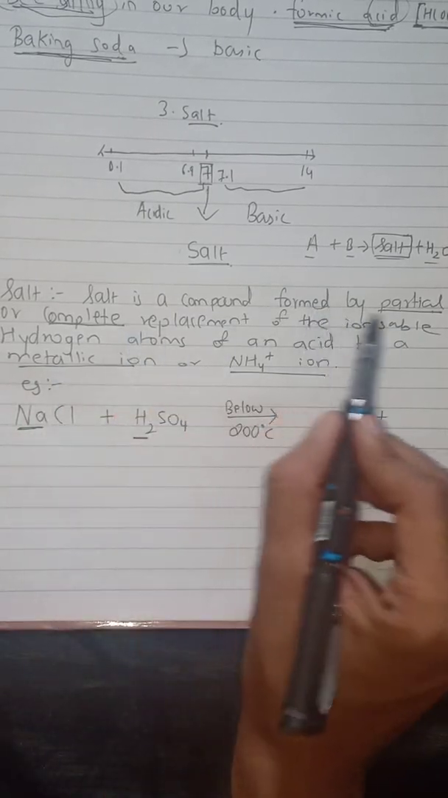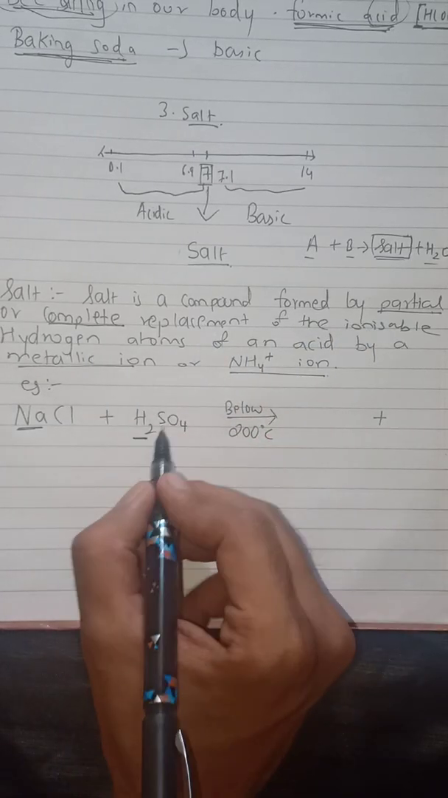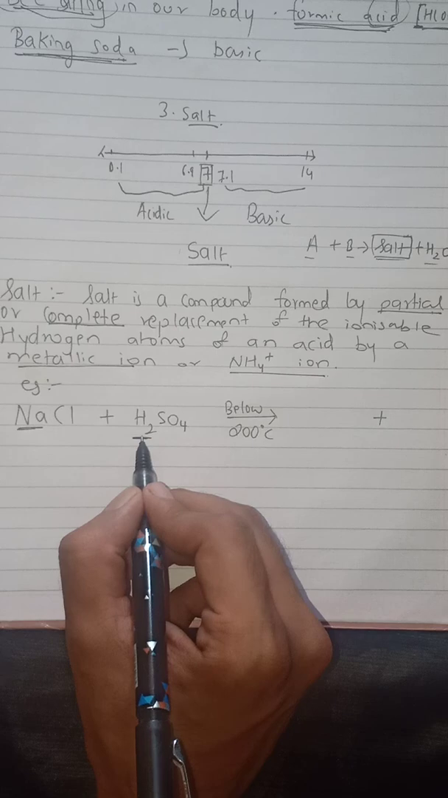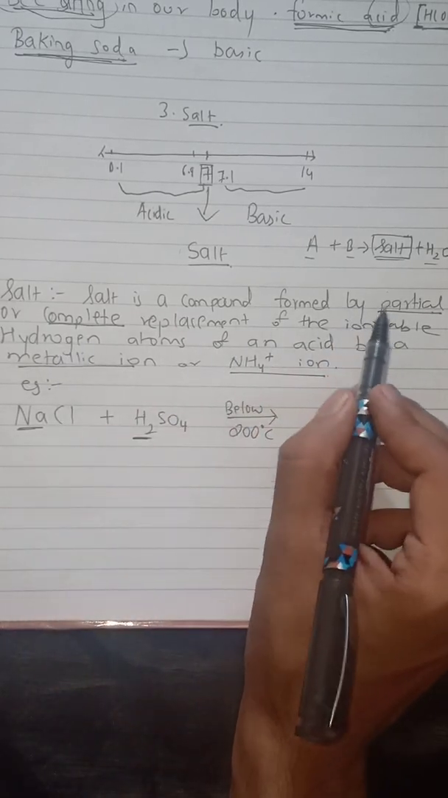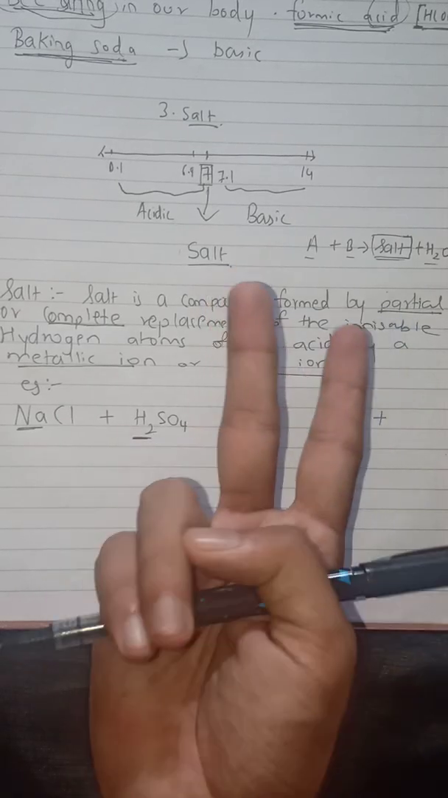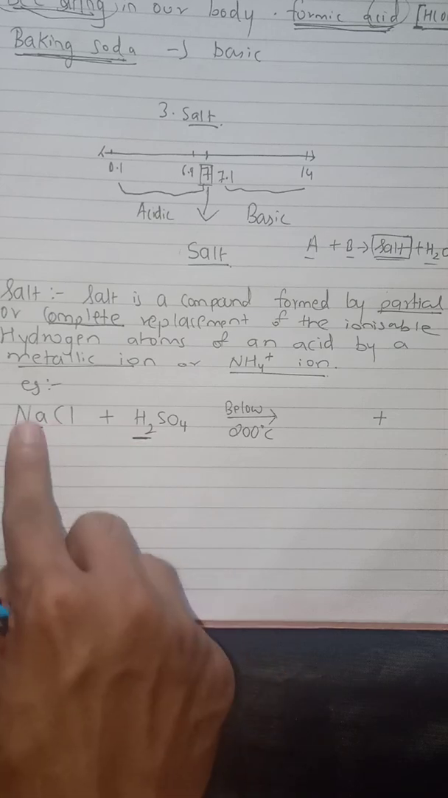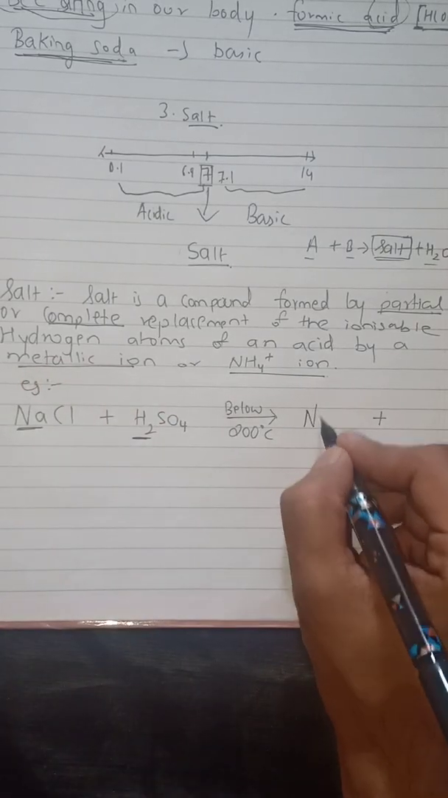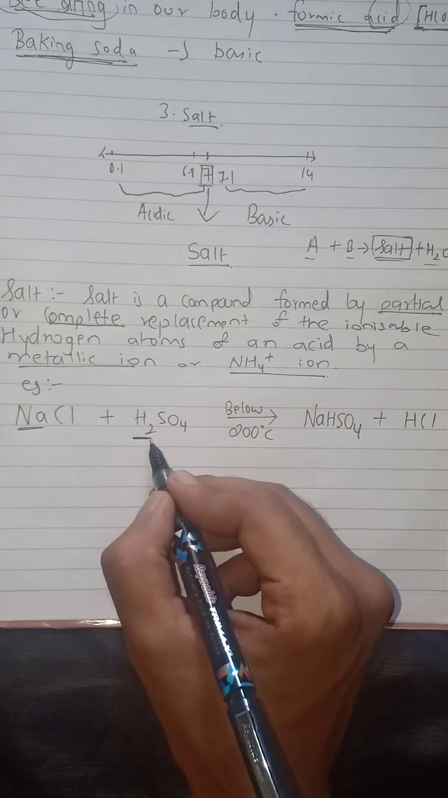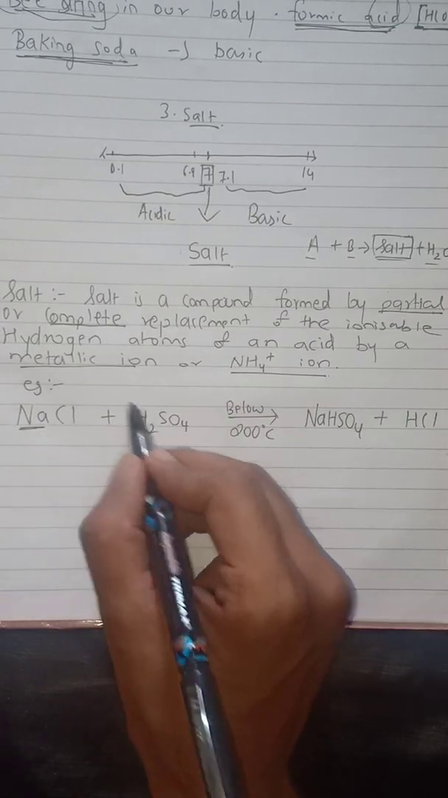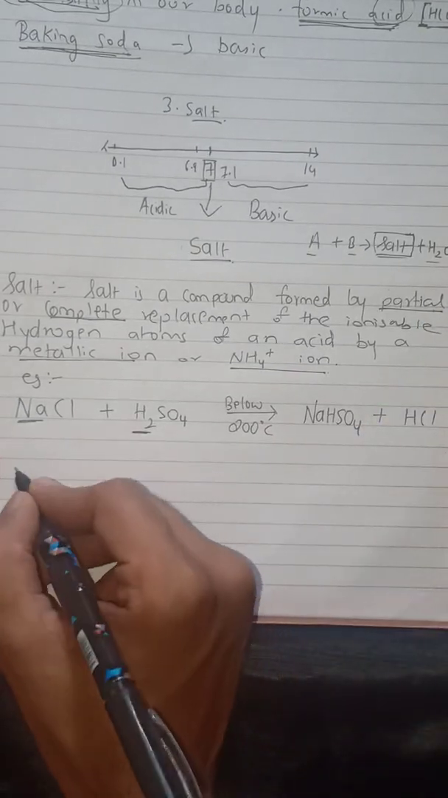What is the definition? It's a partial or complete replacement of the ionizable hydrogen atom. This hydrogen atom would be replaced either completely or partially. In this reaction I am showing it partially, because out of two only one is getting ionized and one remains, and this Na comes in. So it forms NaHSO4 plus HCl, because two hydrogens were there and only one was replaced. This was partial replacement.